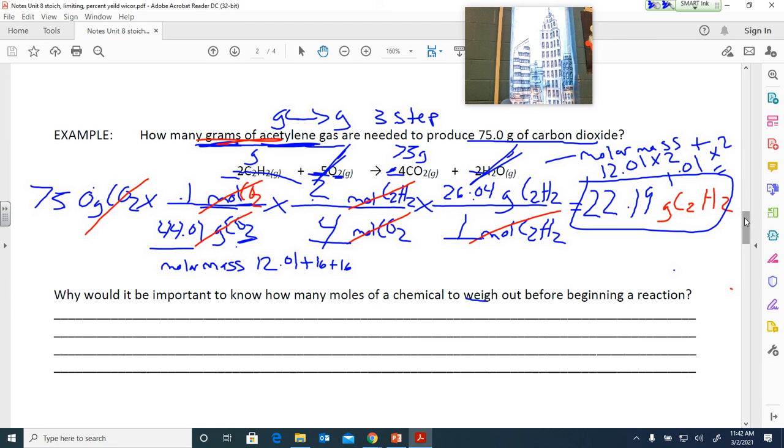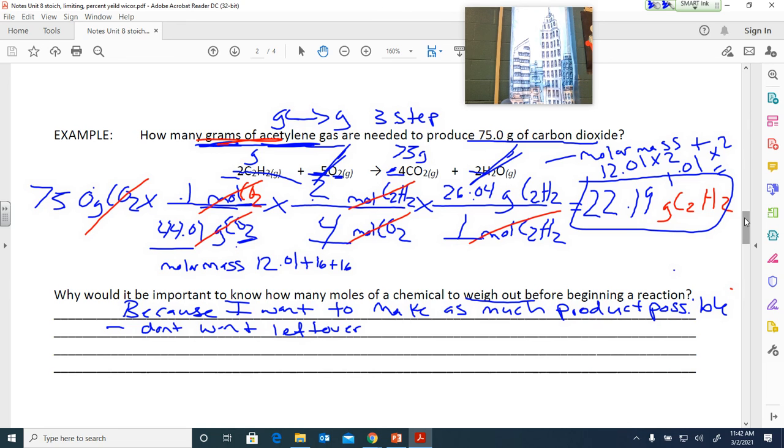So I want to weigh out the right amount before I do a reaction because I want to make as much product as possible. If that's my goal, and I don't put in the right amount in the beginning, then I'm not going to make the right amount of product in the end. I don't want to have leftovers. So let's say I put in enough acetylene gas, but I didn't put enough oxygen in, then I'm going to have acetylene gas leftover. It's not going to fully react, and I'm not going to be able to make as much product.